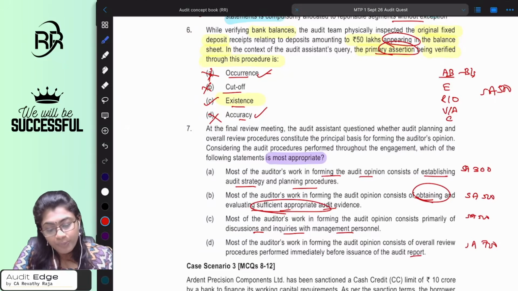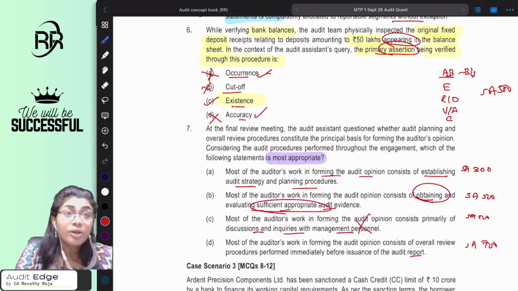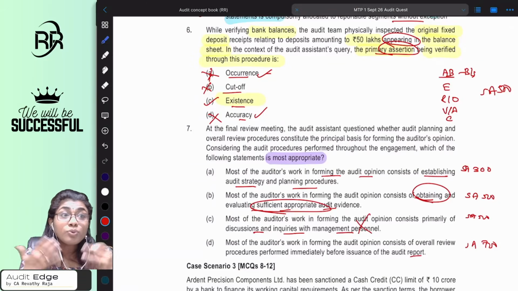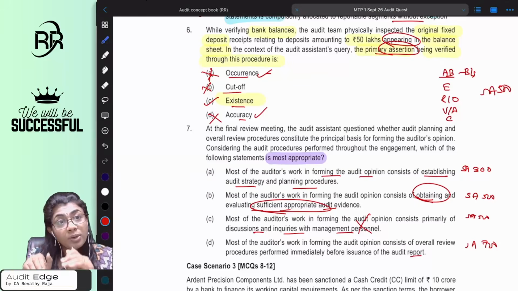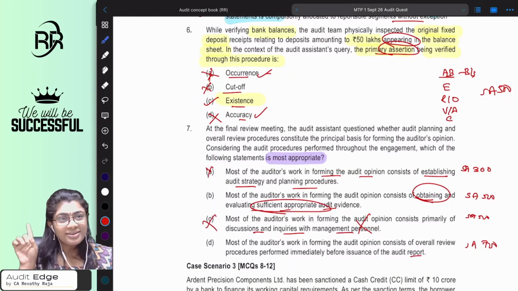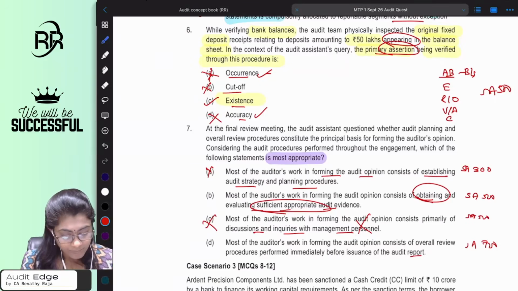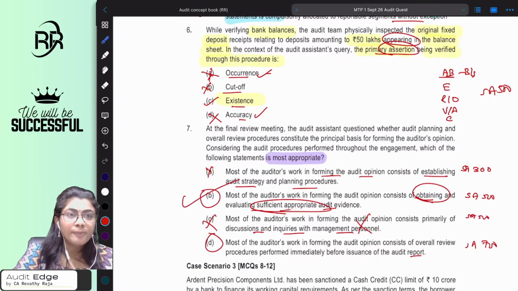So the most appropriate answer, see, it is not... do you mean to say most of the work is only asking management? No. See, planning is the first process, then performing and completion are the next two phases. You will revise, of course. So the best option is B.